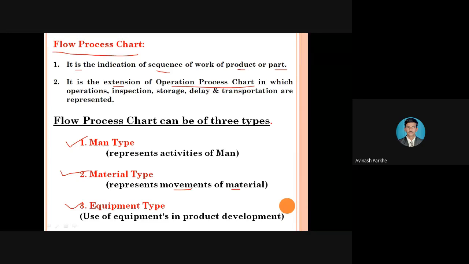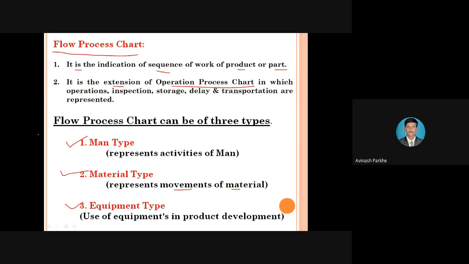Also, this flow process chart helps to combine some of the operations. Some of the operations are performed by using the same machine, so such operations can be performed by using the same machine. So whatever unnecessary cycle time there is to travel the component from one machine to another machine, such unnecessary movements can be eliminated by using this flow process chart.